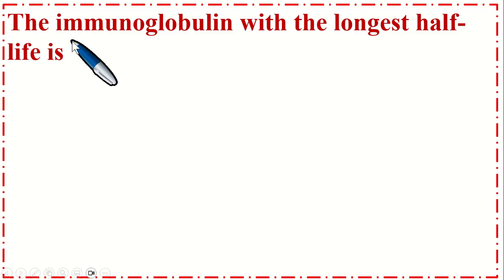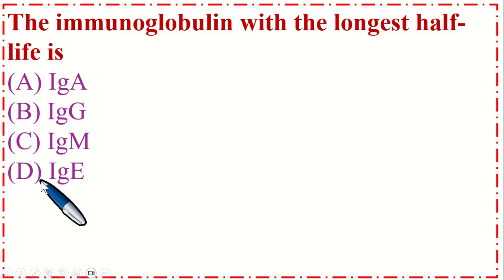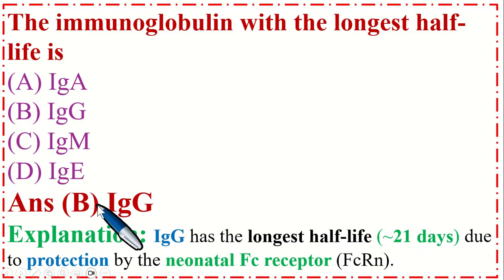Dear students, the immunoglobulin with the longest half-life is option A IgA, B IgG, C IgM and option D IgE. So the correct option is B IgG. Immunoglobulin G has the longest half-life, which is 21 days, due to protection by the neonatal Fc receptor. So this is very important MCQs.